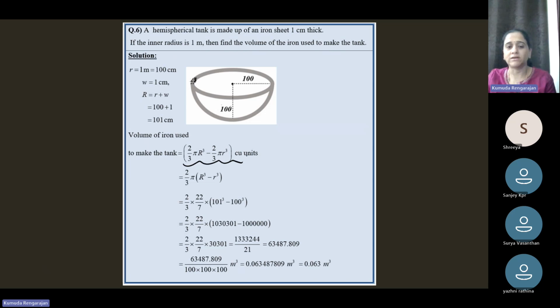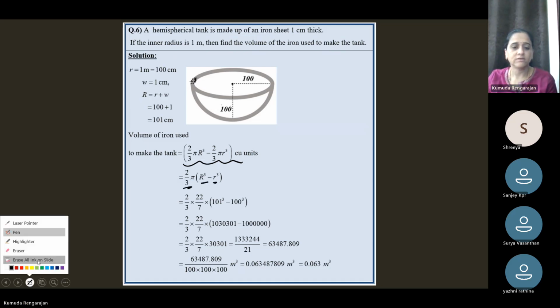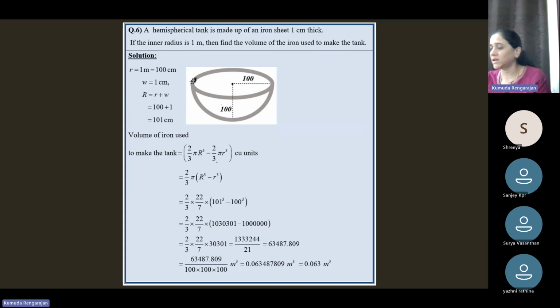So this is the formula to find the volume of iron used to make this tank. So you can take out 2 by 3 pi common, R cube minus r cube, substitute and calculate. Just give me 2 minutes, children, go through this.